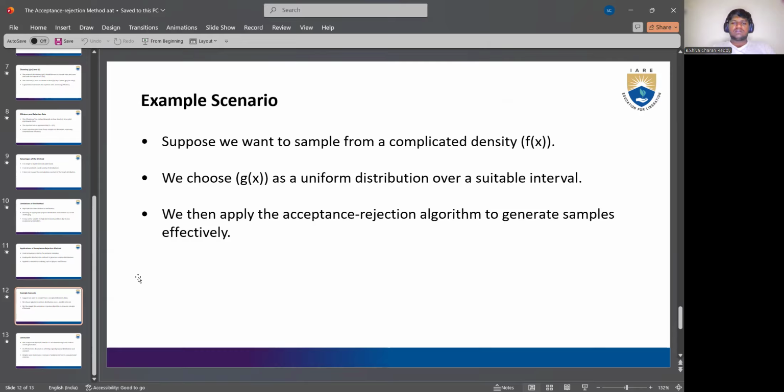Then we apply the method as I talked about, taking c and using the method to generate samples, where we accept or reject them. If u is less than f of x by c times g of x, we accept it; if more, we reject it. Through this we can get the sampling rates, and we can generate samples efficiently.